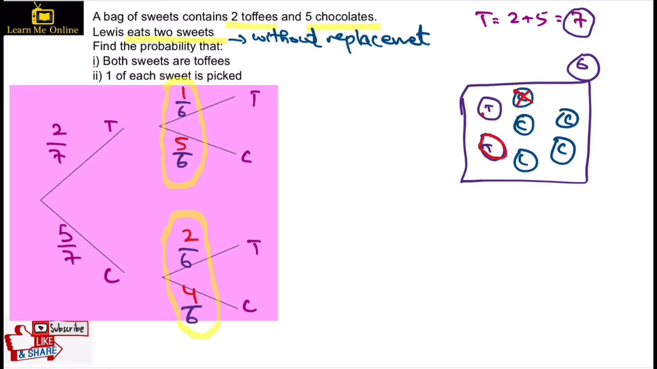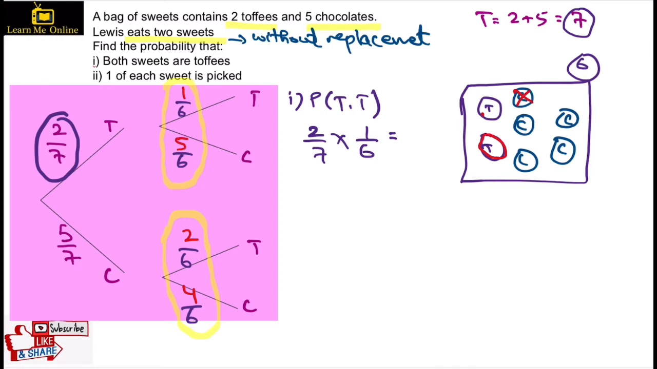What we're going to see in part one is to find out the probability that both of them are toffee. So the toffee and the toffee. So having the toffee for the first one is 2 over 7. Getting the toffee in the next one would be 1/6. You multiply the numerator with the numerator and the denominator with the denominator. So the probability of getting the 2 toffees would be, because they both are even numbers, they both go in the 2 times table, 1 over 21.